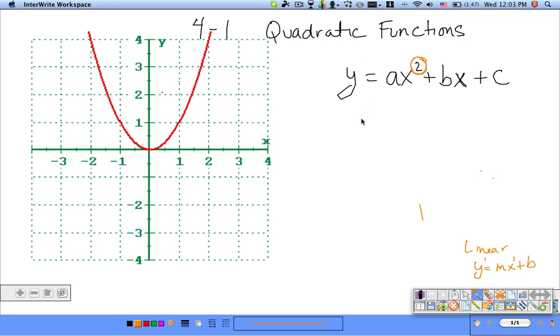Okay? Now, note that this is the standard form of the equation, where a, little note, cannot equal 0. What if a was 0? 0x squared, then that would just be linear, right? So a can't be 0.